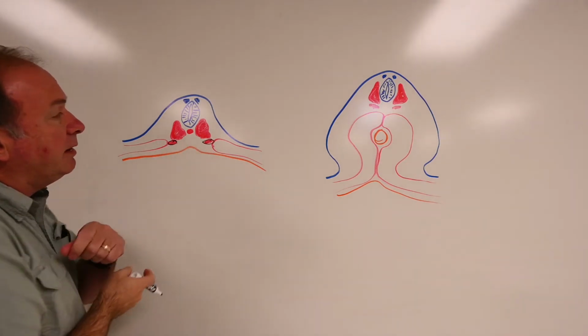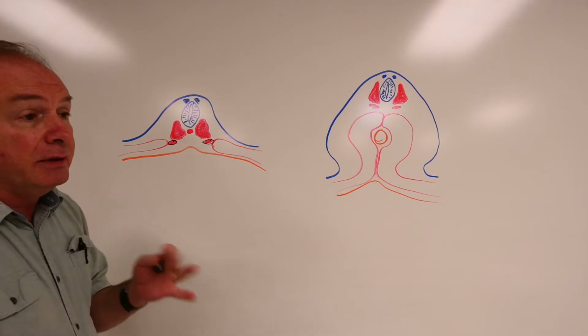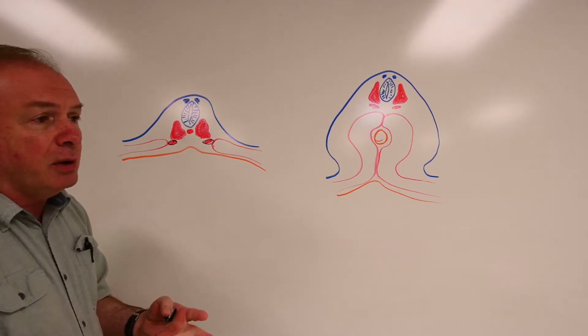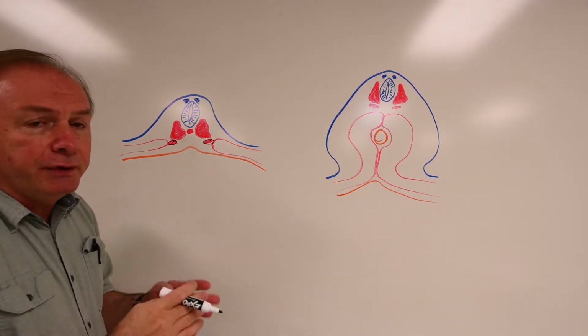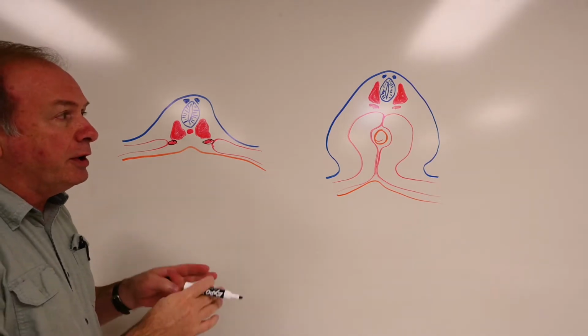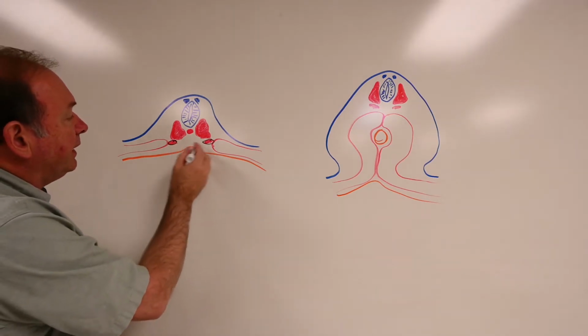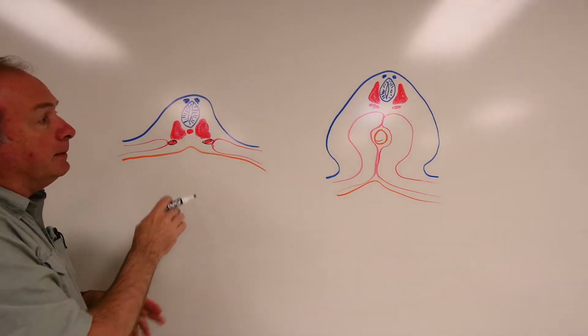So that's the early embryo stage, and it's in this intermediate mesoderm right here and right here that we have the beginnings of kidneys, the gonads, and the tubules that are responsible for urinary and reproductive systems. They develop from that right there.